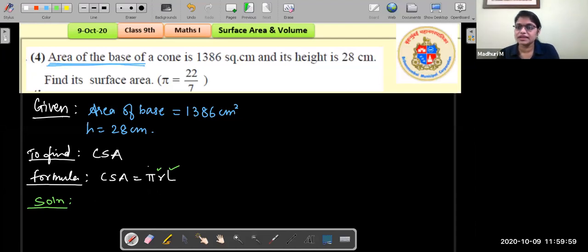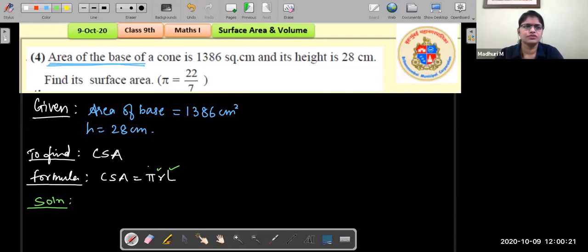So how do we begin? We start with whatever is given. So area of base is given. We start with looking at the area of base, and that would help us to get R. Once we get R and H, we can find L, right? And finding L, we can use the formula. We can find out the curved surface area.